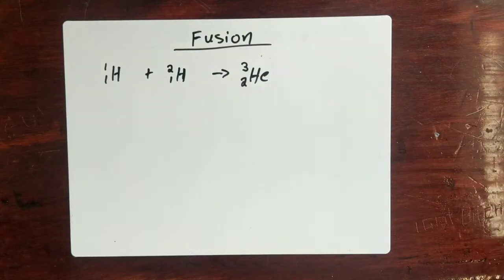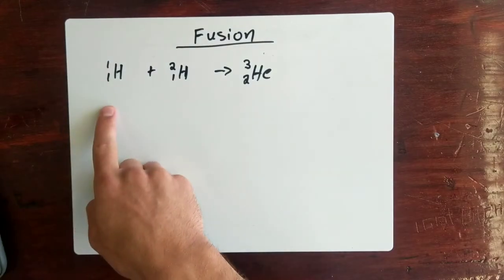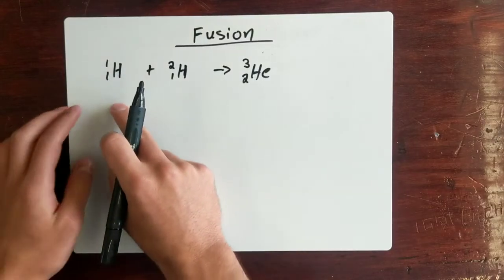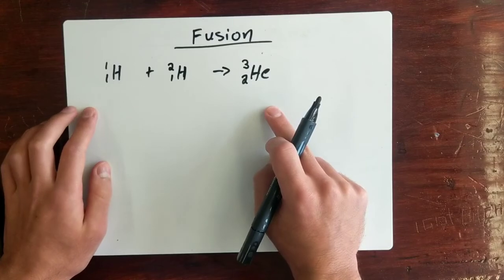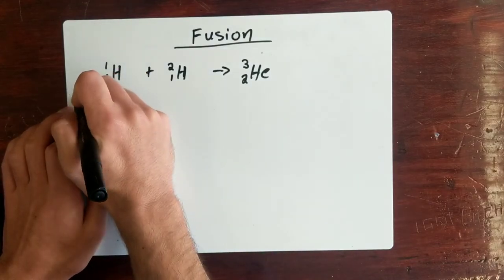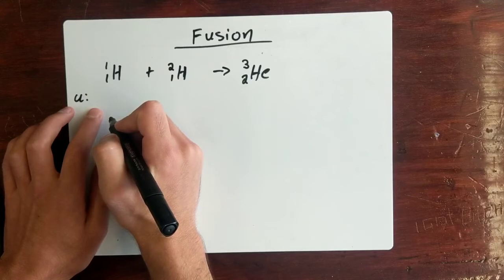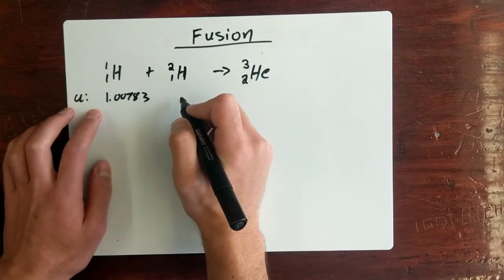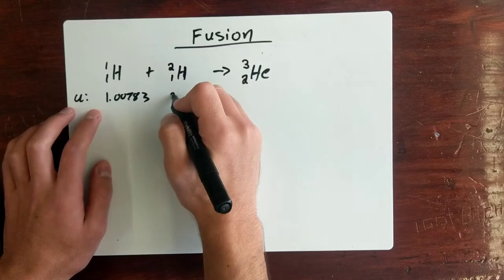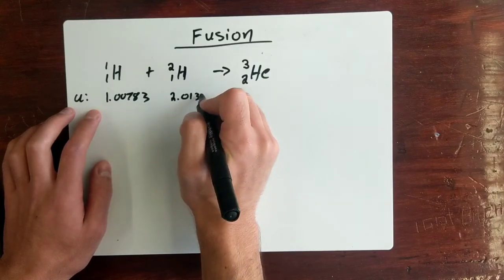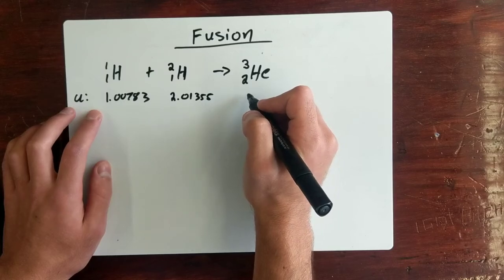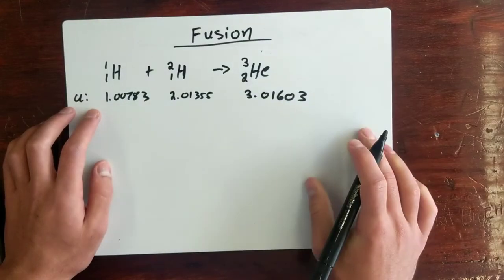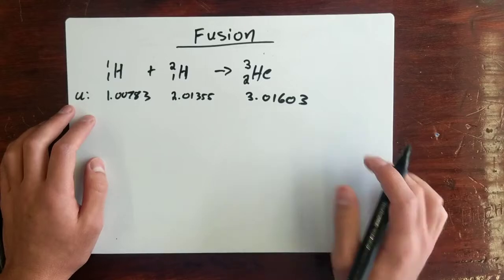So let's start. We would look at our table, and remember, all of this information I'm about to write down would be given to us in the question. You don't need to remember any of these numbers. Hydrogen-1 has an atomic mass of 1.00783. Deuterium has an atomic mass of 2.01355, and helium-3 has an atomic mass of 3.01603.